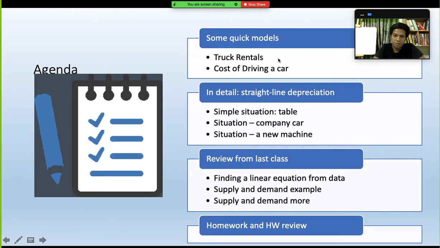One math is related to truck rentals, then the cost of driving a car. These are two quick models we will try to develop. Then we have a simple situation like a table, a company car, a new machine. These are all depreciation related math. Depreciation means decrease over time. If the value of something decreases over time, this is called depreciation. Then a couple of reviews and homework.